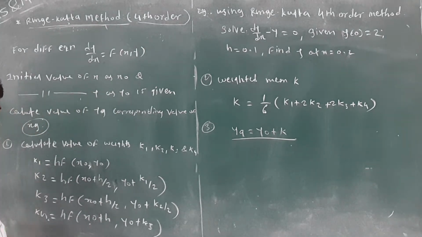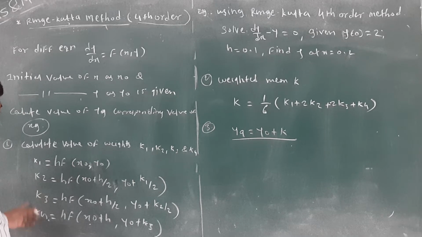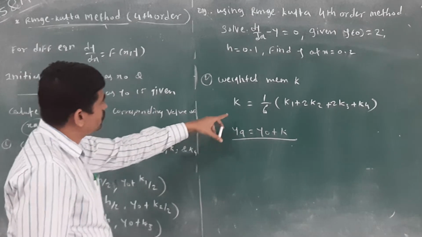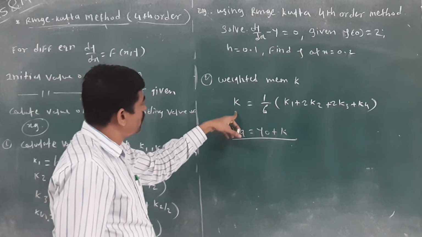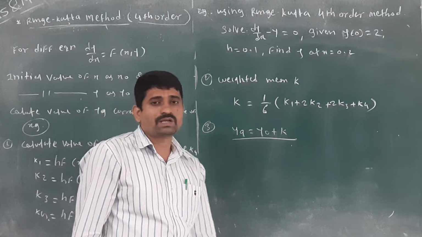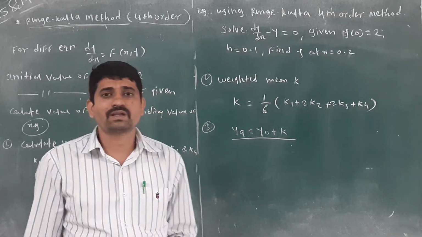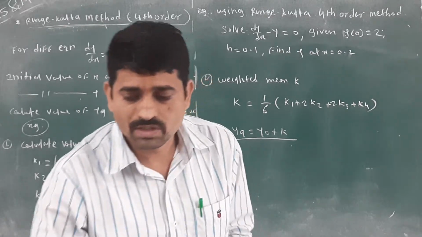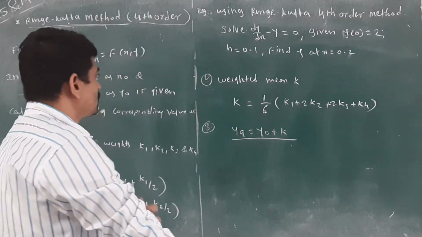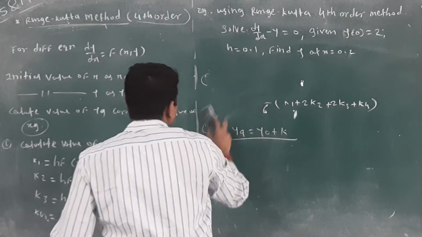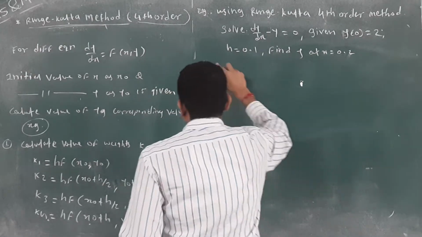What is the new thing here? You should only remember that there are 4 values, K1 to K4, and also the weighted mean formula. Other things are the same in the Runge-Kutta fourth order method. Then we'll see one numerical. We'll solve that numerical here.